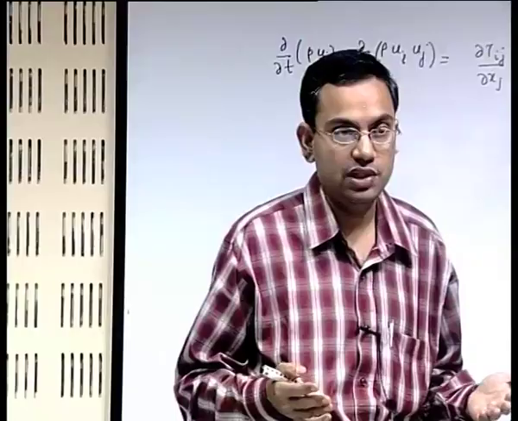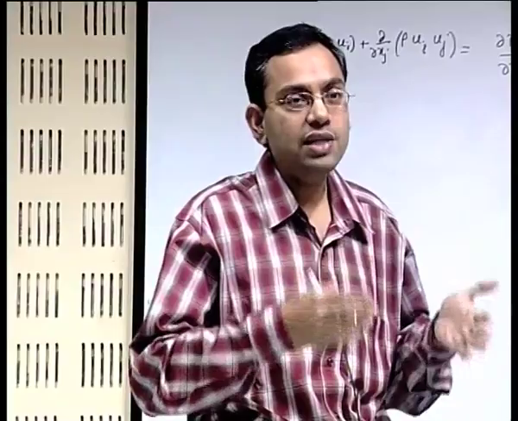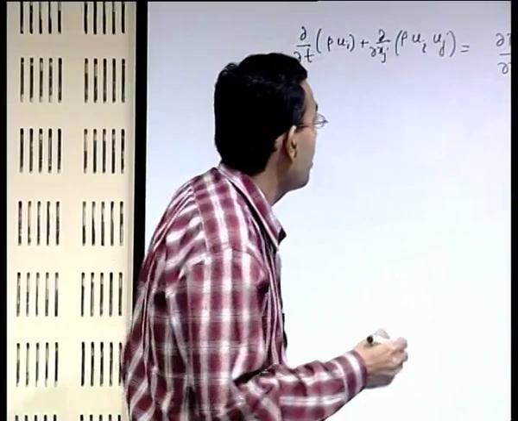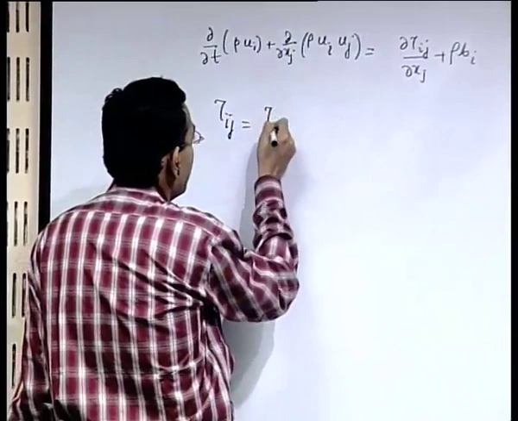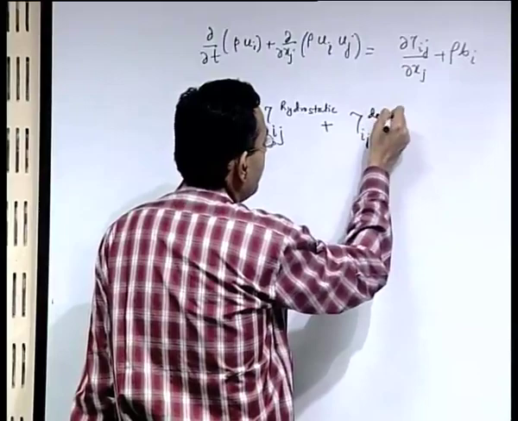It does not mean that this state of stress vanishes altogether when the fluid is in motion. When the fluid is in motion, the state of stress is this one plus something which is different from the hydrostatic state of stress, and that something is called the deviatoric stress tensor component, which depends on the deformation of the fluid. So, we can write tau ij as tau ij hydrostatic plus tau ij deviatoric.